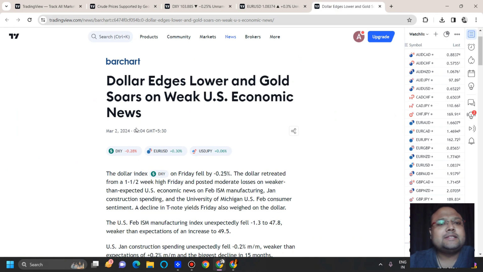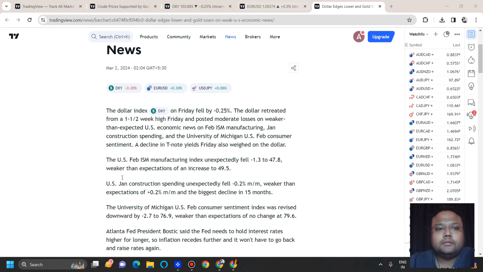If we look at the market sentiment, we can see the dollar edges lower and gold soars on weak US economic news. The US Feb ISM manufacturing index unexpectedly fell minus 1.3 to 47.8, weaker than the expectation of an increase to 49.5. US Jan construction spending unexpectedly fell minus 0.2% month on month, weaker than the expectation of plus 0.2% month on month, and the biggest decline in 15 months.